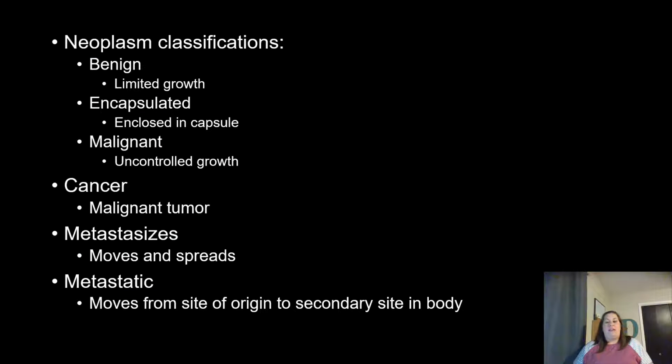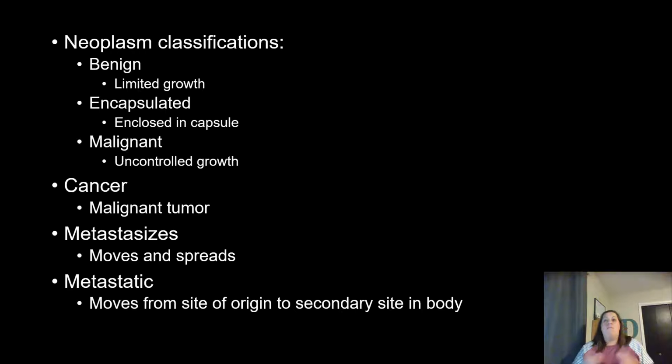Now, when we look at neoplasms, they are going to be classified in a number of ways. And again, this is going to be with oncologists. In oncology, you're going to focus in on these guys. But if it is a benign tumor, it has got limited growth. All right, it's not going to just grow uncontrollably. It is going to be limited. It's also normally encapsulated, covered in a capsule, so it's not going to spread. All right, it's not going to do what we call metastasizing, where it spreads to new areas.